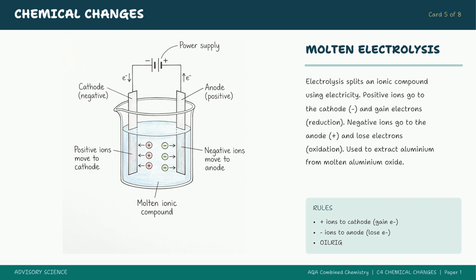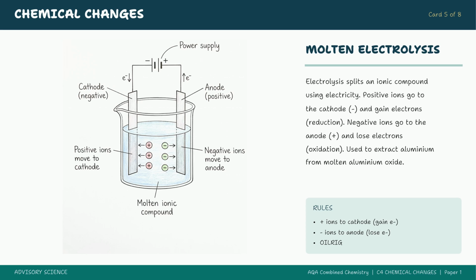Negative ions move to the anode. The anode is the positive electrode, and there they lose electrons, and that's oxidation. Oxidation is loss. OIL RIG. Oxidation is loss, reduction is gain. Electrolysis is how aluminium is extracted from aluminium oxide.